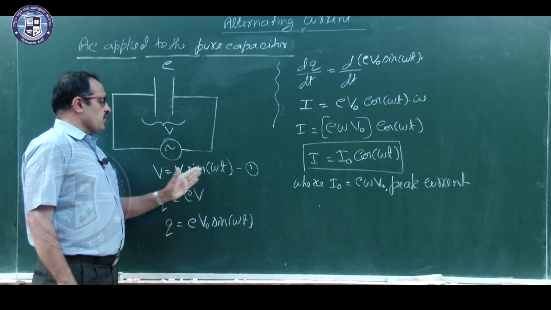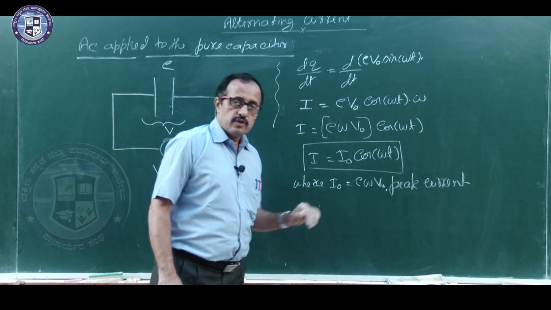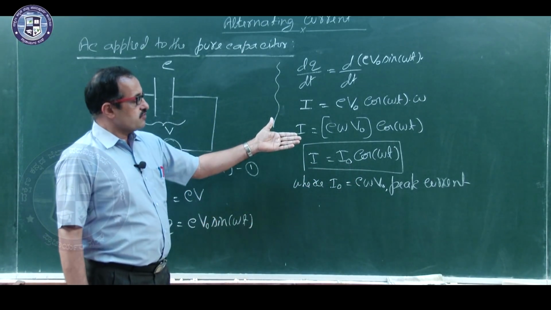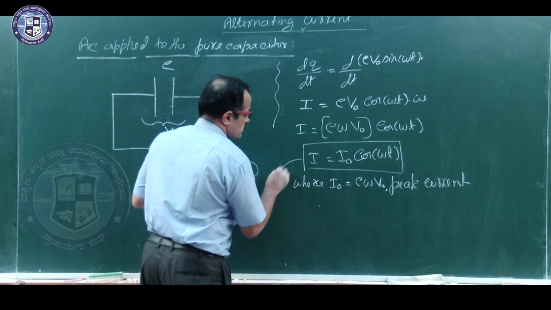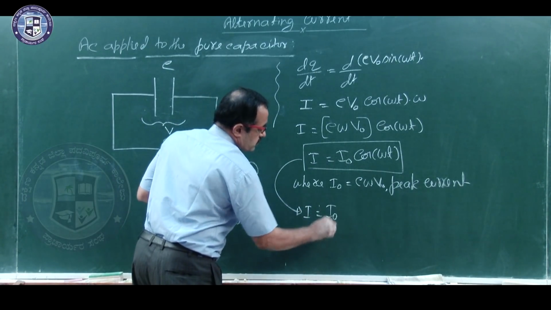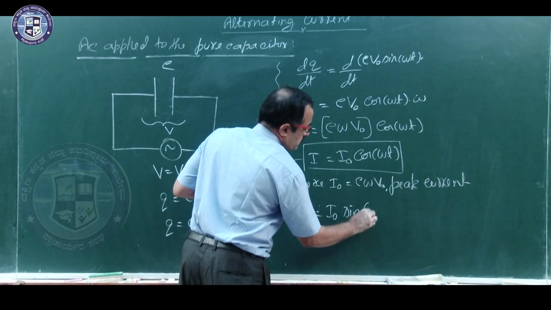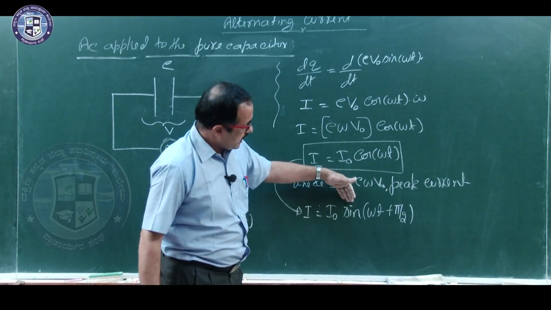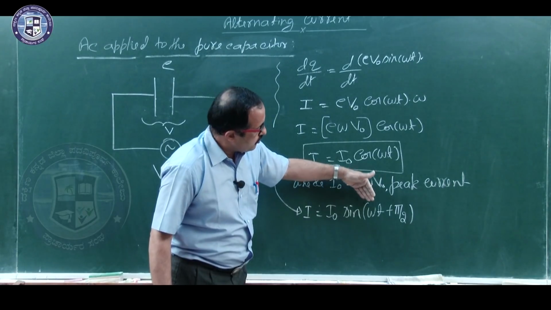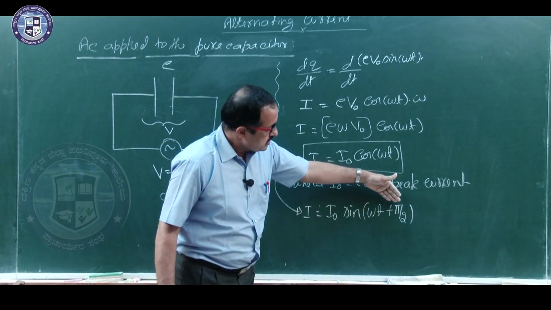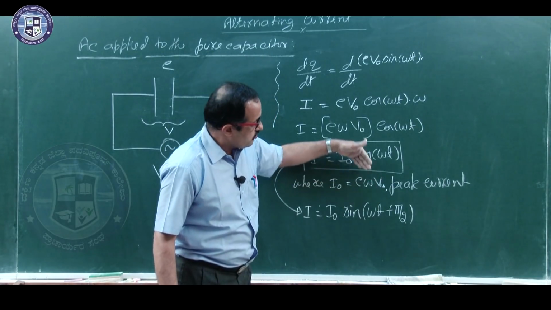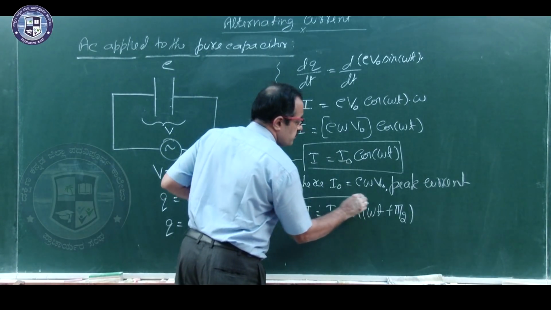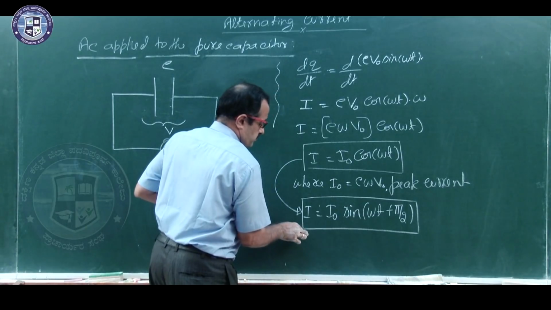So, that is the equation for voltage and this is the equation for current, but one of them is a sine function, another one is cos. So, it is better to change that cos function to a sine function. How to change it? I is equal to I naught sin of omega t plus pi by 2. We know sin of 90 plus theta is equal to cos theta. Sin of 90 degree plus omega t is equal to cos omega t. So, this is the equation for current. Equation 2.